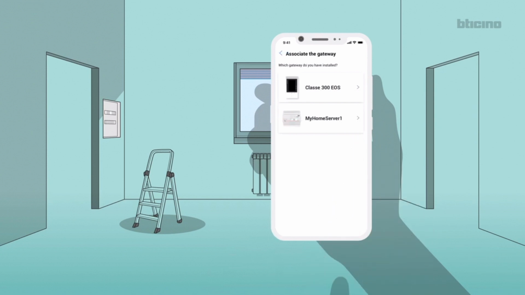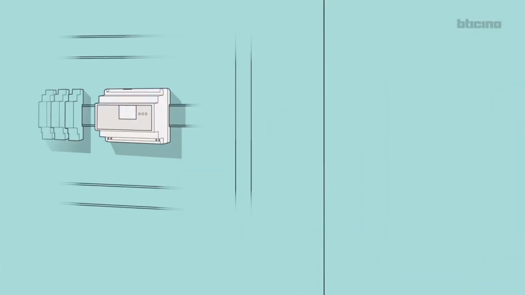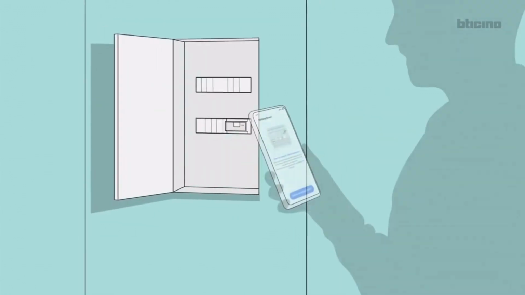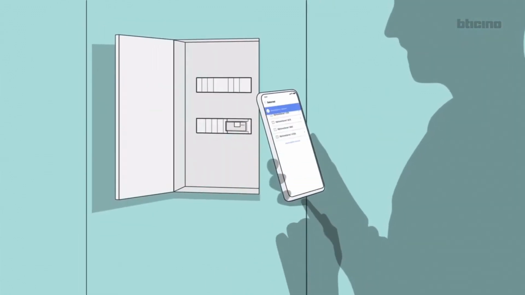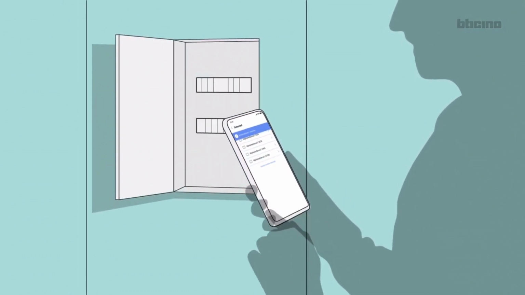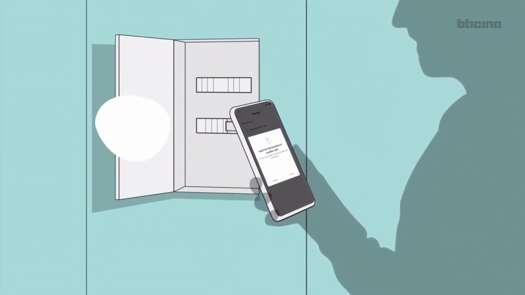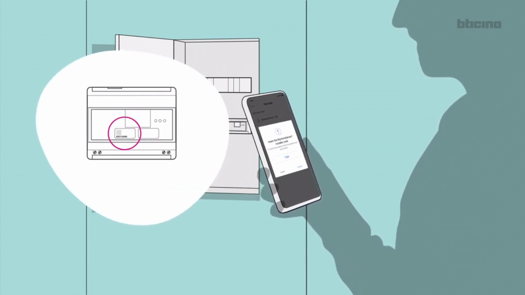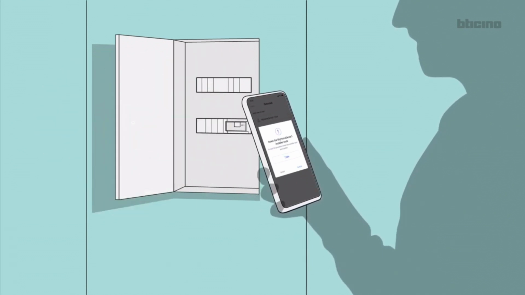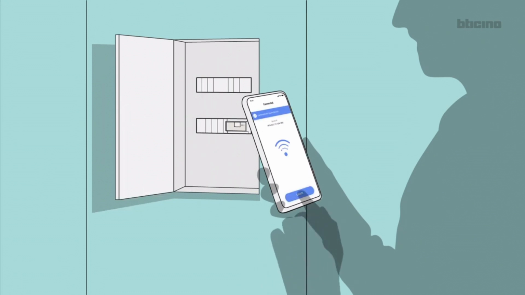Specify the system gateway. If, however, the MyHOME Server 1 web server is present and its firmware is updated, select Search for MyHOME Server 1. Select the device to configure from the list and enter the installer code found on the MyHOME Server 1 label. The app connects to the device. Select Continue.